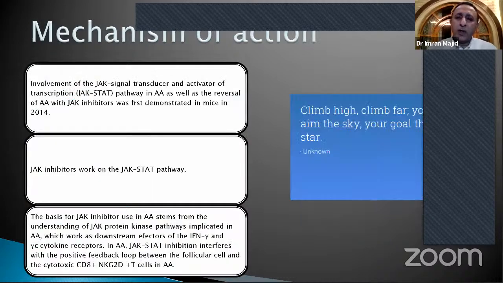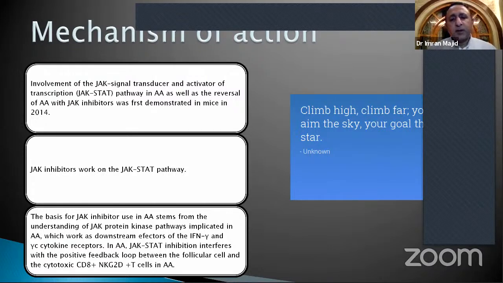So, how do they act in alopecia areata? Involvement of the JAK signal transducer and activator of transcription, the JAK-STAT pathway, in alopecia areata, as well as the reversal of alopecia areata with JAK inhibitors, was first demonstrated in mice in 2014. JAK inhibitors, they work on the JAK-STAT pathway.